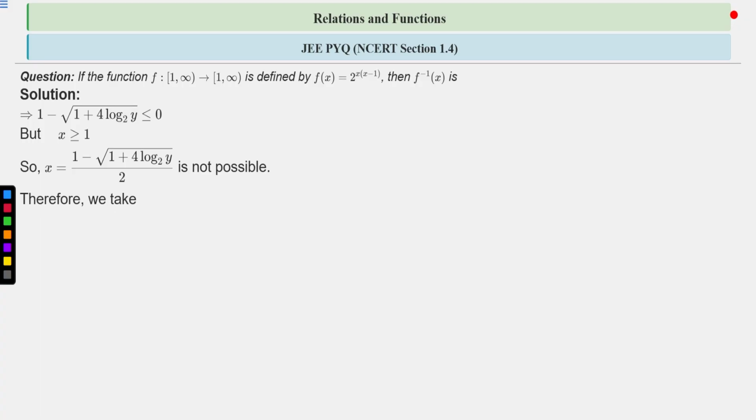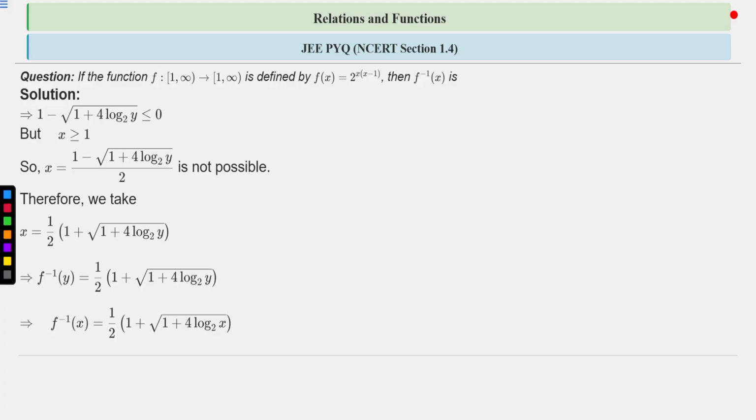Therefore, we will take x is equal to 1 by 2 into (1 plus root over 1 plus 4 log 2y), right? Clear? Hence, we can say that f inverse y is equal to 1 by 2 into (1 plus root over 1 plus 4 log 2y). Got it? So, f inverse x is equal to 1 by 2 into (1 plus root over 1 plus 4 log 2x). Clear? So, in this way, we found f inverse x, right?